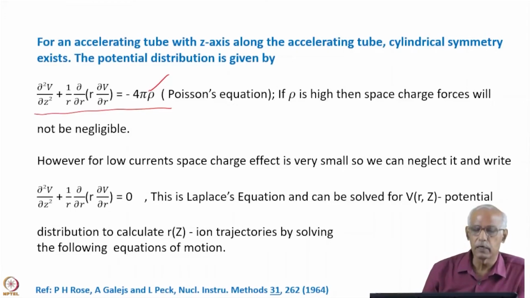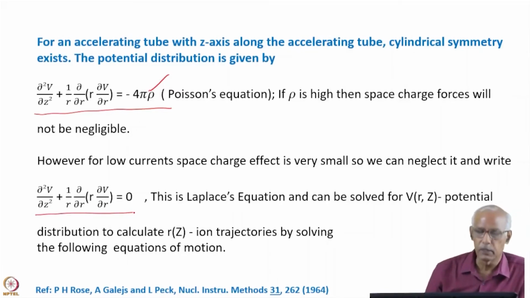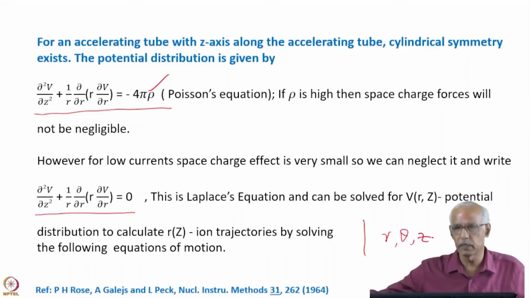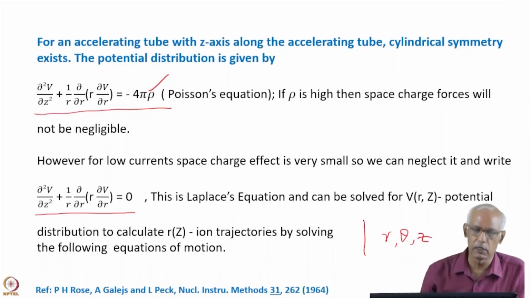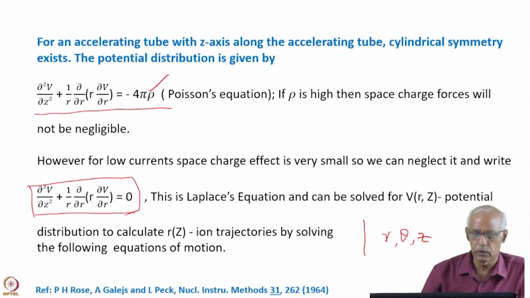However, if the currents are low and space charges are not there, the charge density is negligible, and therefore you don't have to solve that equation. You can solve the Laplace equation by putting the right hand side equal to 0, in cylindrical coordinates, where I have r, theta and z. Z is the beam axis direction, and it has theta symmetry. Then this equation can be converted into this form. This is the equation we have to solve for getting the potential distribution.